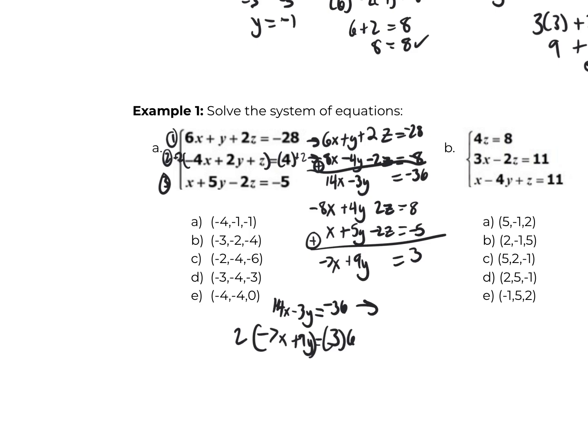So the top equation I'm not doing anything to. It's 14x minus 3y equals negative 36. This one I'm going to multiply by 2. I don't know why I wrote a 6 there. 2 times negative 7x is negative 14x. 2 times 9y is 18y. And 3 times 2, oh, that's where I got the 6. I just got ahead of myself. Alright, so the x's cancel out. Left with 15y and negative 36 plus 6 is negative 30.